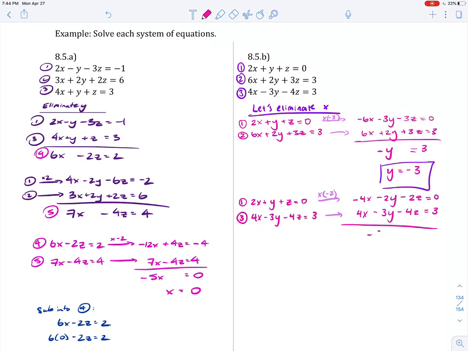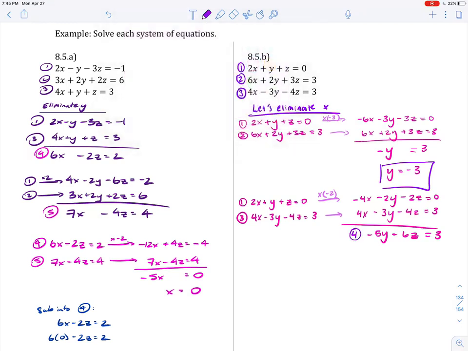Now, my coefficients for x are additive opposites, so I get -4x plus 4x. Boom, she gone. -2y plus -3y. Ooh, -5y. And -2z plus -4z is -6z. And 0 plus 3 is 3. Alright.